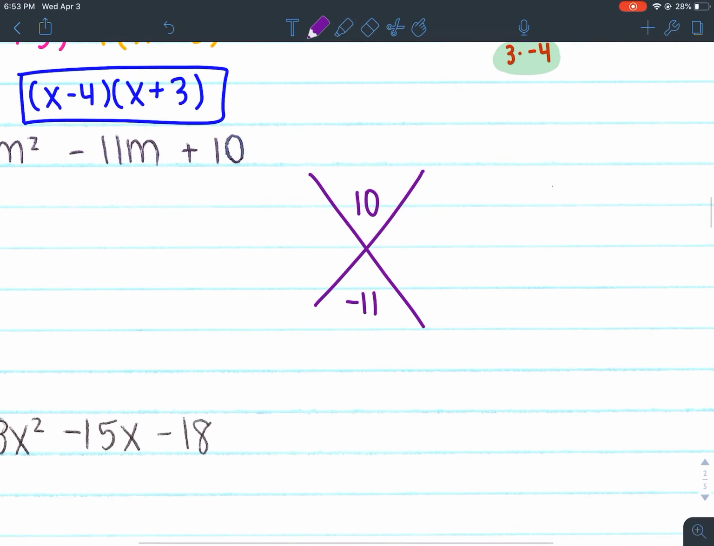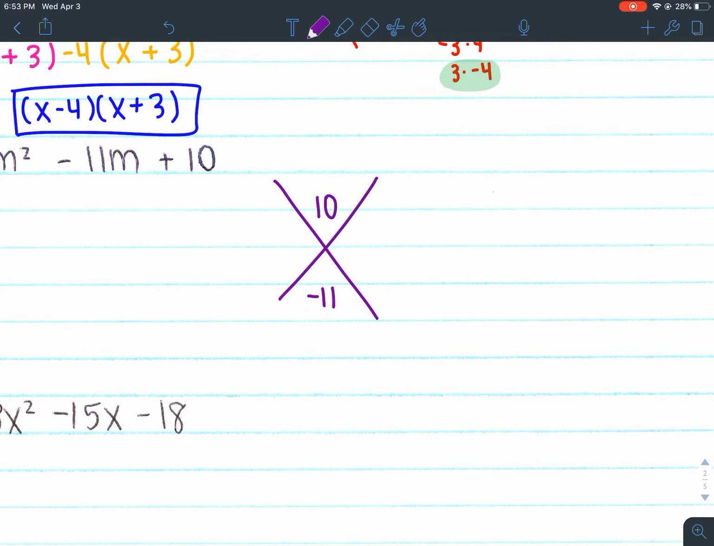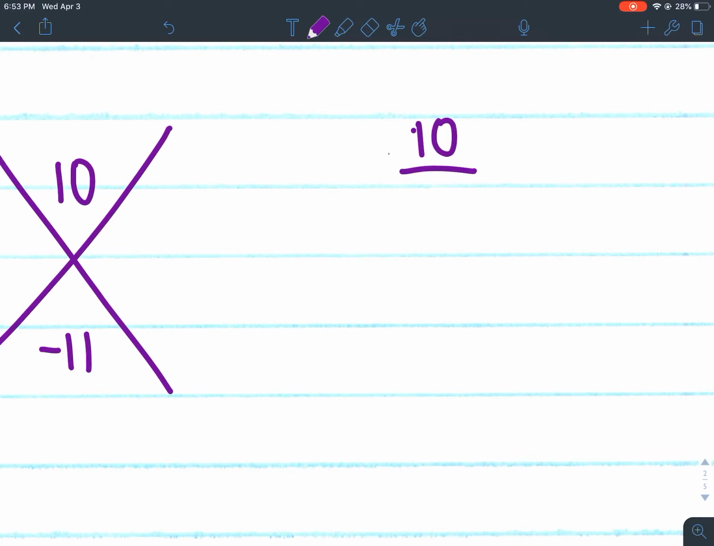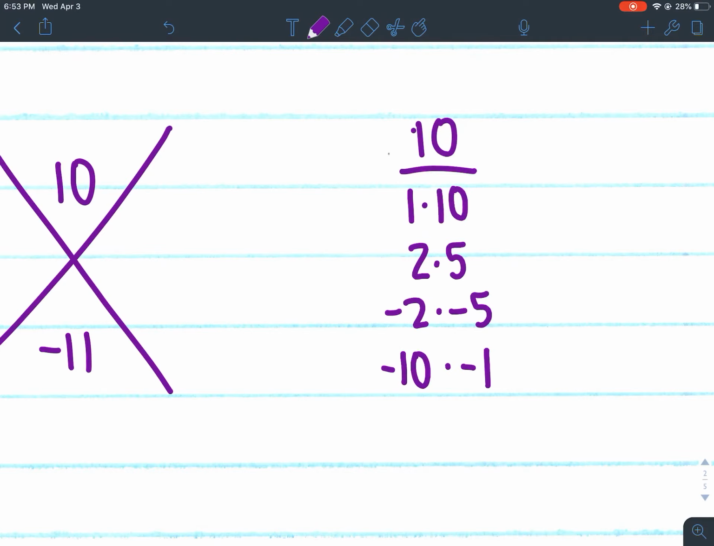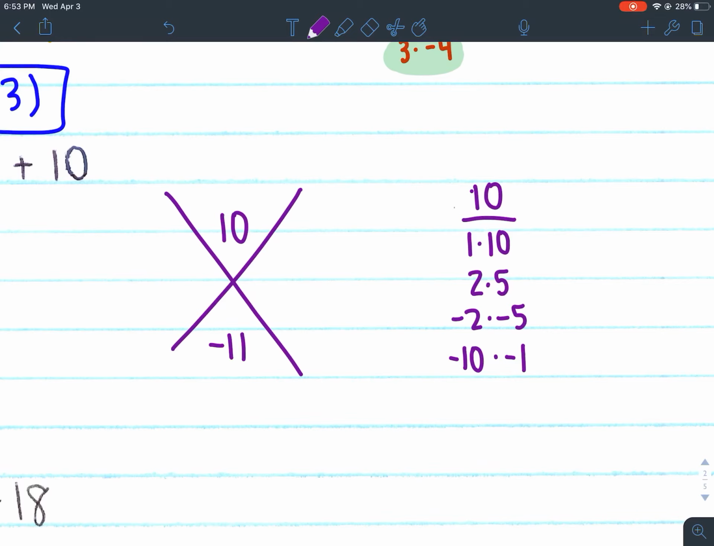Your middle term is always going to go on the bottom if that helps you with that. Now I want it to multiply to positive 10. So let's list the factors for positive 10. That's 1 times 10, 2 times 5. Anything else? What about negative 2 times negative 5? Doesn't that give me positive 10? And we also have negative 10 and negative 1. Okay, that also gives me positive 10.